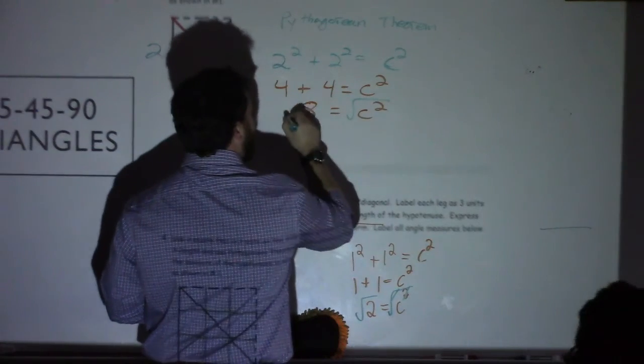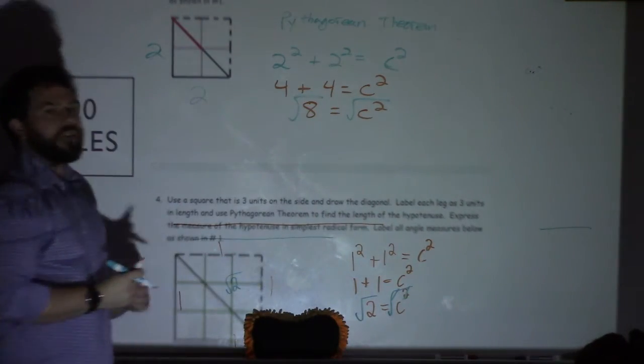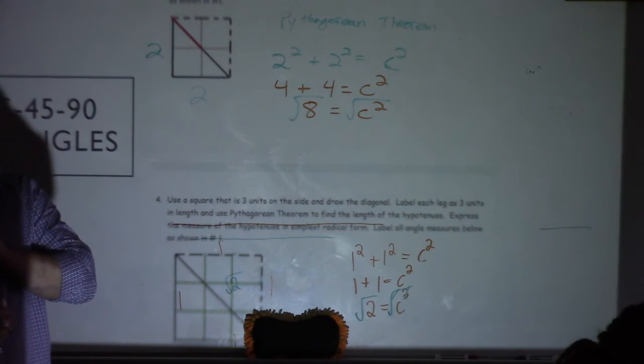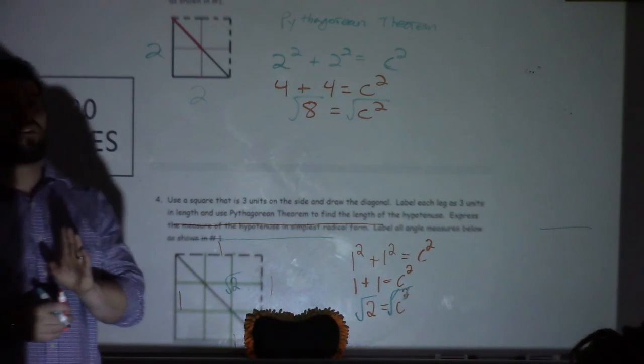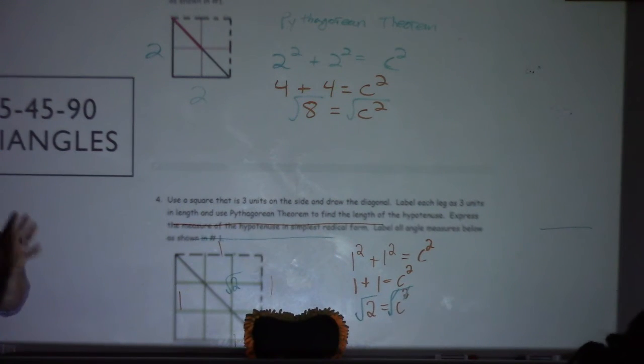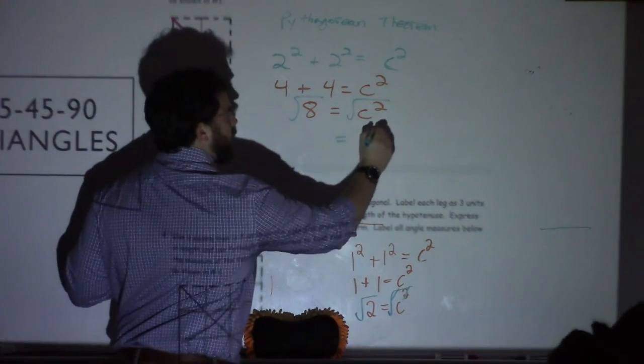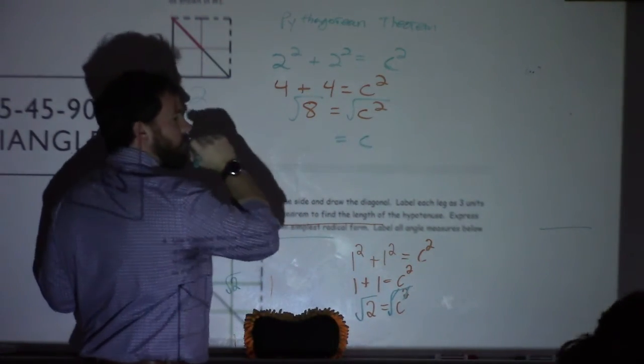Now, I need y'all to pay attention to this, because we have not dealt with radicals this year, and so I'm not going to expect you to simplify radicals, but we need the simplified radical in order to understand the whole point of the 45-45-90. So I'm going to walk you through this so that you can get to the final answer.